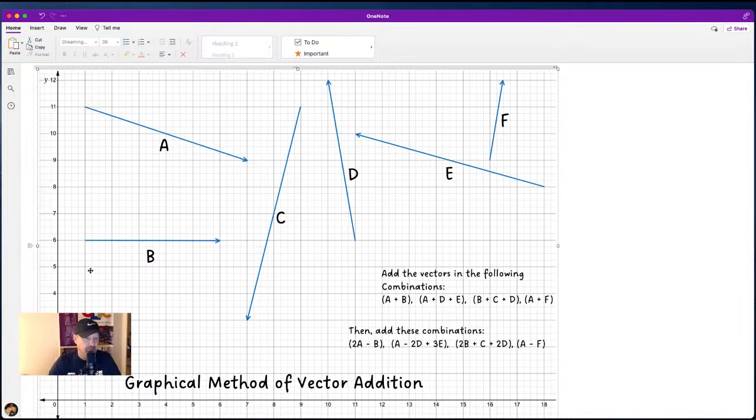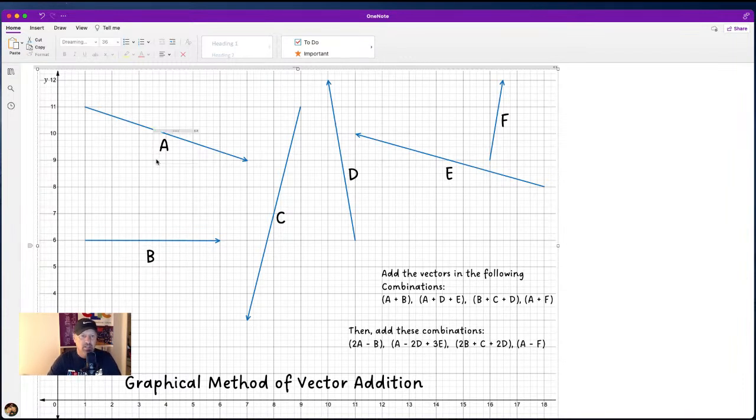Graphical method. So we're going to do the graphical method of vector addition based on position on the graph. Here I have six different vectors laid out, and they have different x and y components. These are the resultant vectors of x and y components. B has all x, and I didn't do any that are all vertical. So I have one that's completely horizontal, but no completely vertical ones.